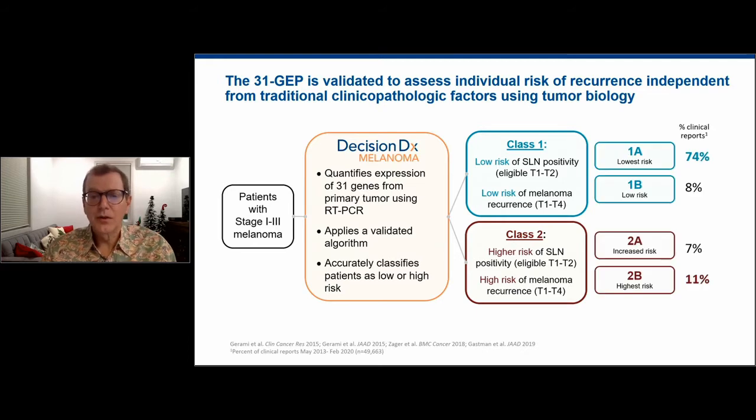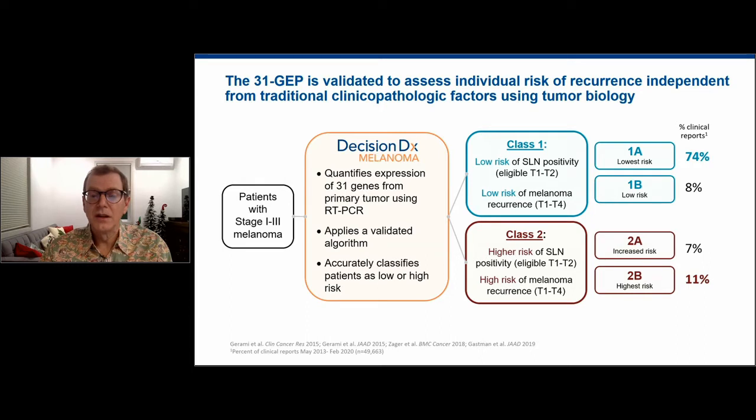Class 1 and class 2 are further broken down. Class 1A is when all of the discriminant genes of the 31 genes that are amplified are pointing in a favorable direction. When things are really all pointing in a concerning fashion, you will get an outcome that is 2B. And then there are two intermediate risk groups. 1B is one where most of the genes are pointing in a favorable direction, but there are maybe some indeterminate calls. And 2A is a high risk gene expression profile, but not quite as high as the highest, which is 2B.